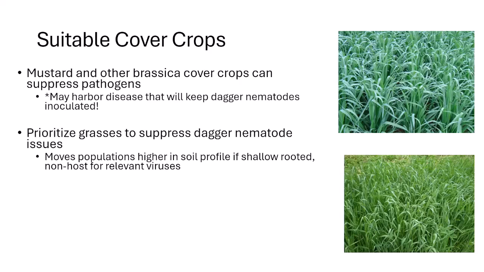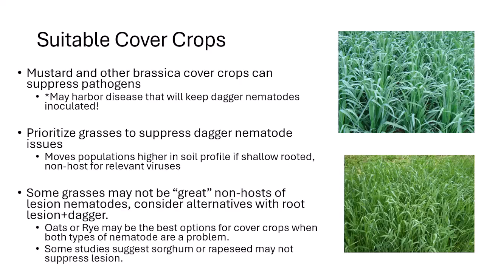For lesion nematodes, some grasses may not be great non-hosts, I don't know the best way to say that, which means basically you put out something like sorghum Sudan. Some research has shown that when they put out sorghum Sudan, the root lesion nematodes didn't really decrease as well as they did on things like, I believe it was oats and some of the rye species, but it was pretty inconclusive. So it's possible that Sudan or some other things may not be a great thing to get rid of lesion nematodes, but it's going to be a lot better than some of the alternatives like any type of legume, which can harbor some of these viruses.